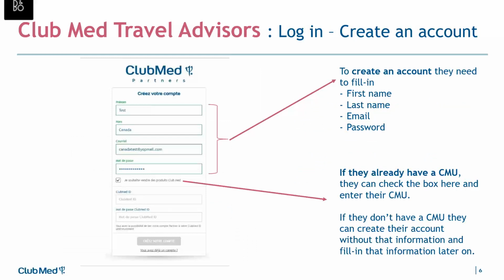And this is what you'll see if you don't have an account on the Club Med agent site. If you don't currently have one and you need to set one up, this is what you'll see. I apologize that this screenshot is in French, but basically it's going to ask you for your first name, your last name, the email address you want to use, and the password you want to use. If you already know the CMU, then you can put it in here. If not, don't worry about it. You can put it in once you get into the reservations tab.